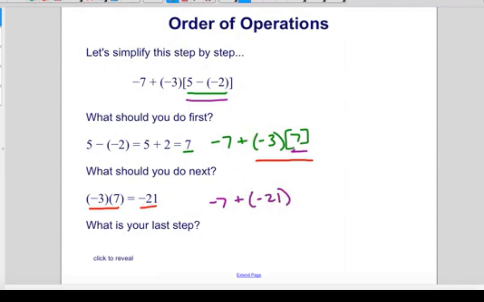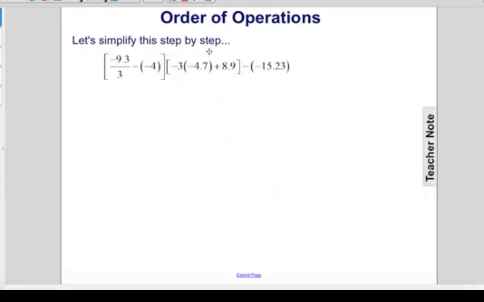But now we're at our last step, and that is addition and subtraction. So we have negative 7 plus negative 21. So when you have negative 7 plus negative 21, then you just add them together and they remain negative. So the answer to the whole problem is negative 28.